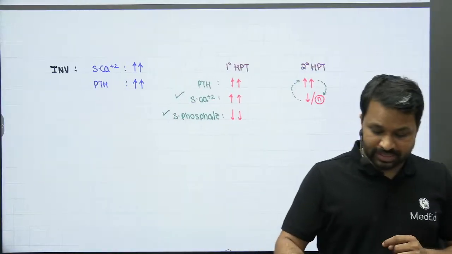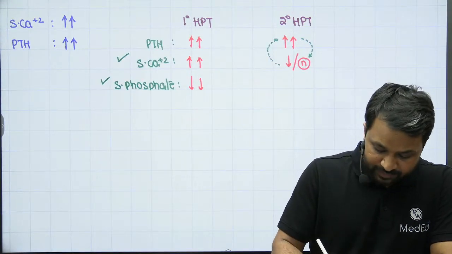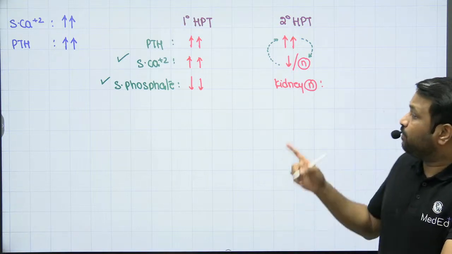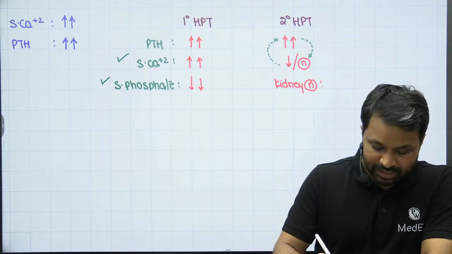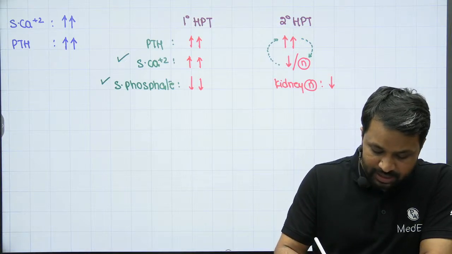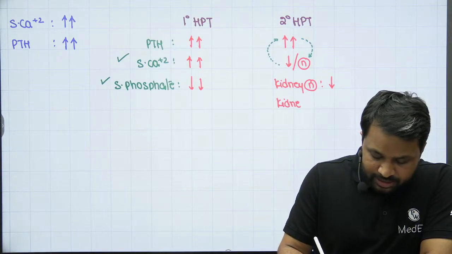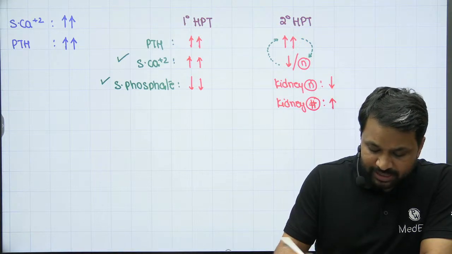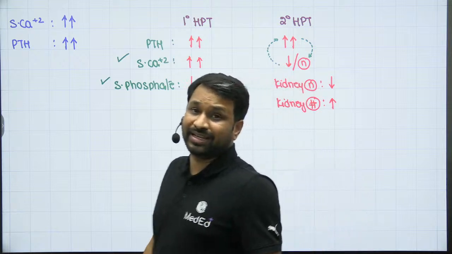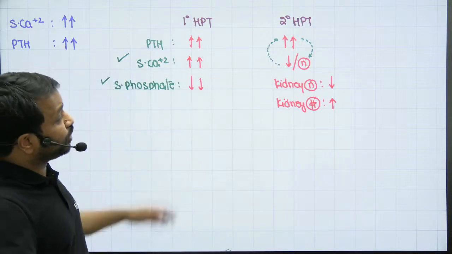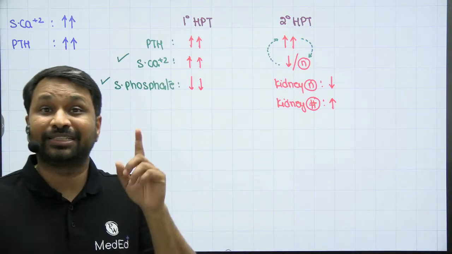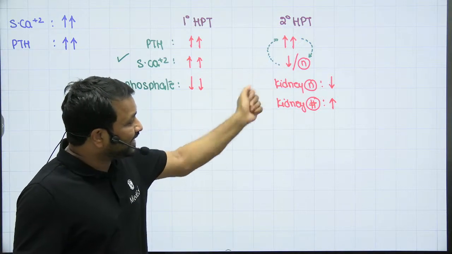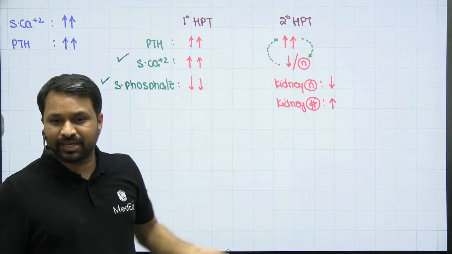What is going to happen to the serum phosphate level? Now here's an interesting thing. If the kidneys are normal, that means if the hypocalcemia is because of malabsorption and the kidneys work fine, phosphate will decrease. But if the kidneys are damaged, let's say the patient has chronic renal failure, the phosphate cannot be excreted, it will pile up in the body, hence the phosphate will increase. So in secondary hyperparathyroidism, you can also know whether it is a renal or a non-renal cause. In a renal cause, the phosphate will increase. In a non-renal cause, the phosphate will decrease. As simple as that, right?